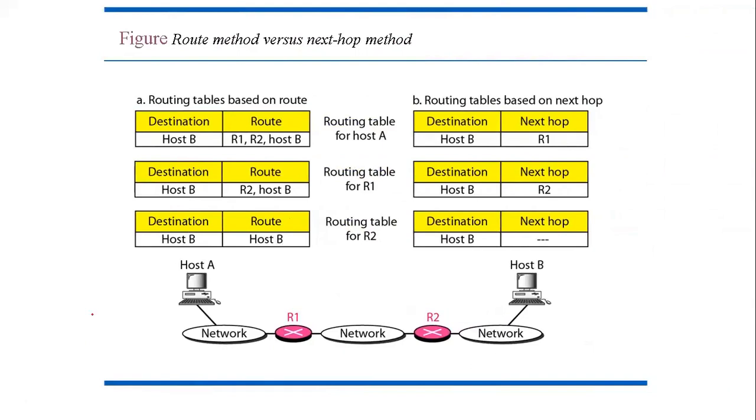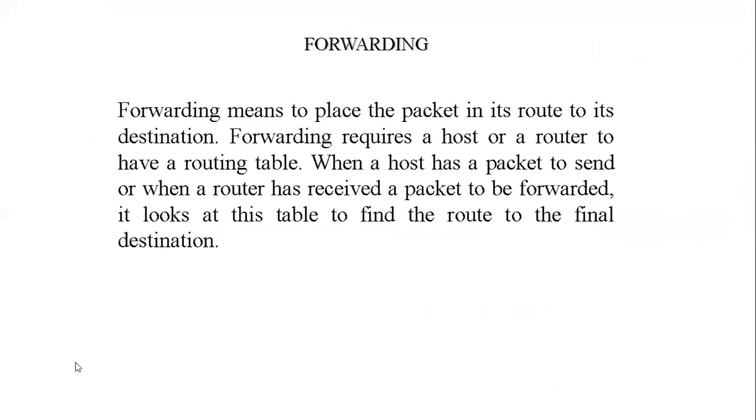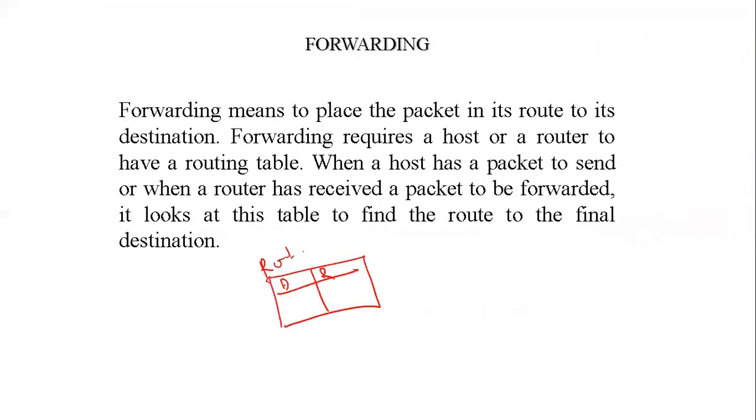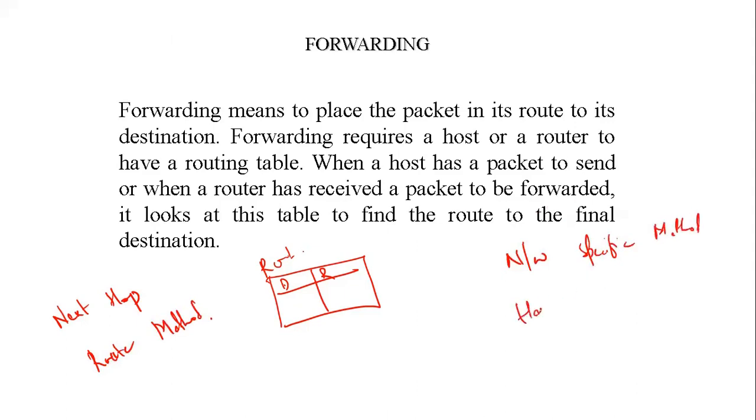Whenever we are talking about the forwarding techniques, we have different techniques which can make the size of the routing table manageable and also handle issues such as security. So we have different methods. Suppose we have the next hop method and the route method. The two of them can be compared. And then we have the network specific method and the host specific method.